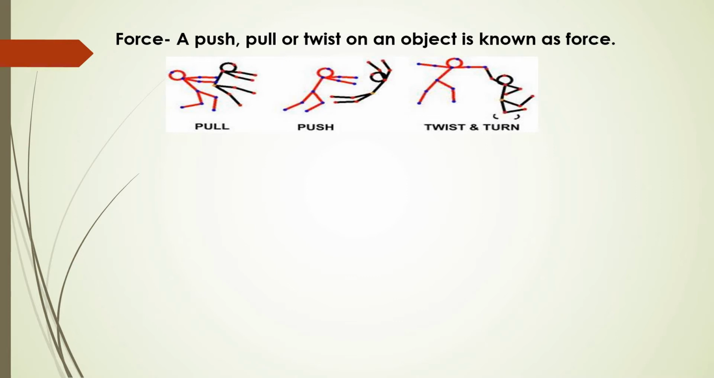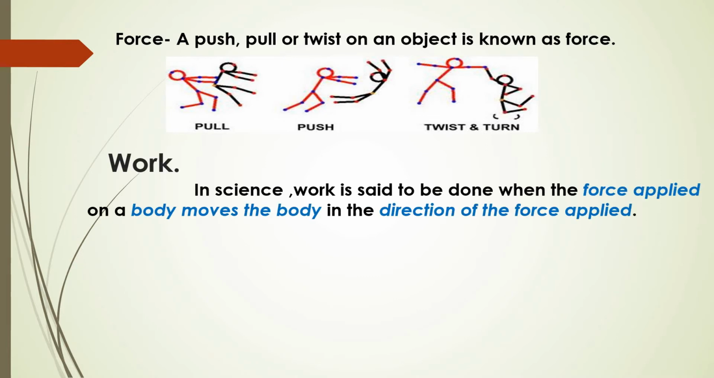So let us now start with work. In science, work is said to be done when the force applied. Remember, force can be pull, it can be push, or it can be twist or turn. So in science, work is said to be done when the force applied on a body moves the body in the direction of the force applied. So in order to do work, what we have to apply? We have to apply force. And that applied force must move the body in the direction of the force applied.